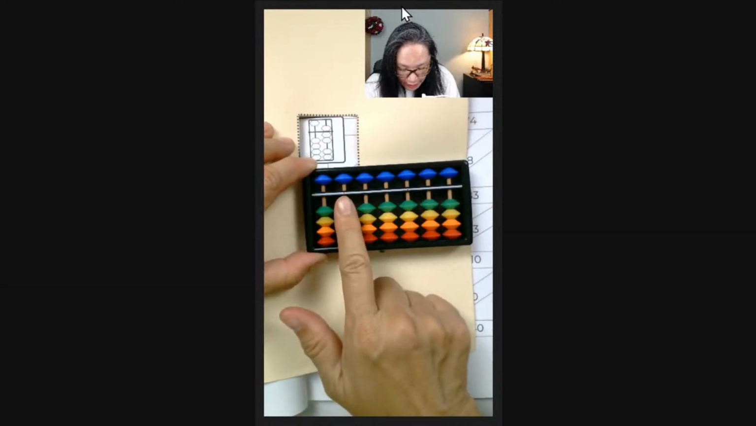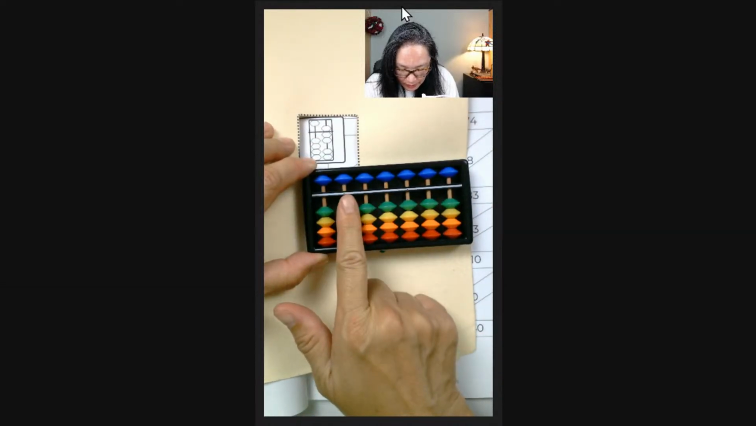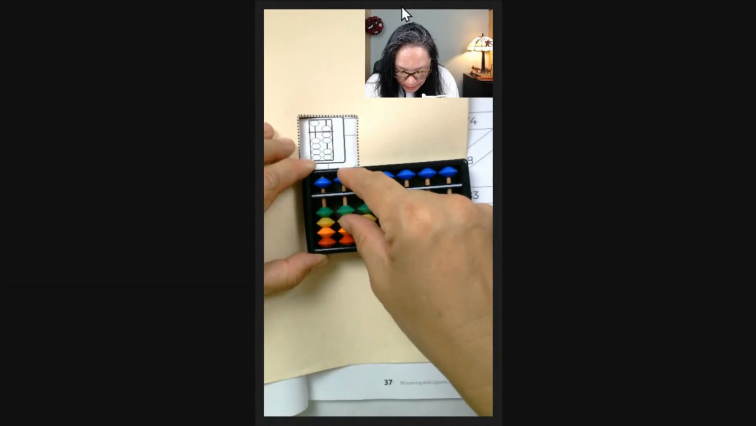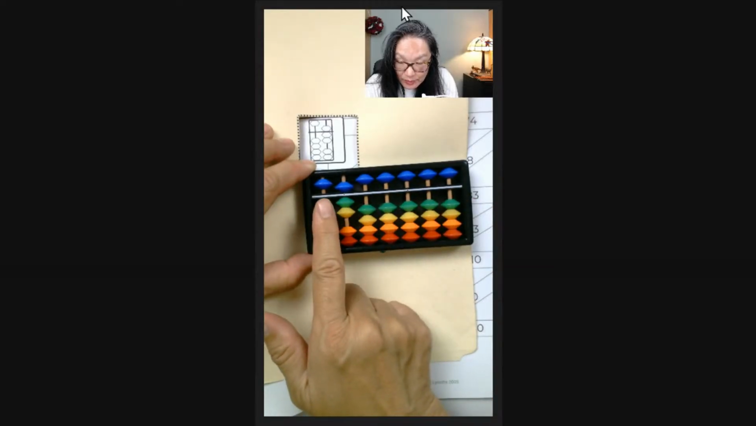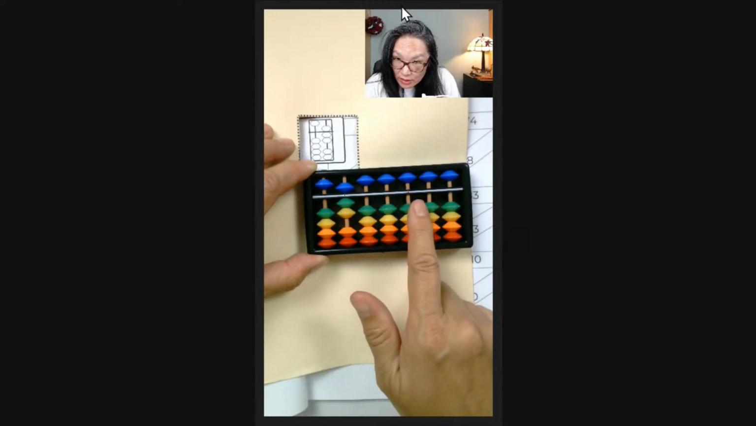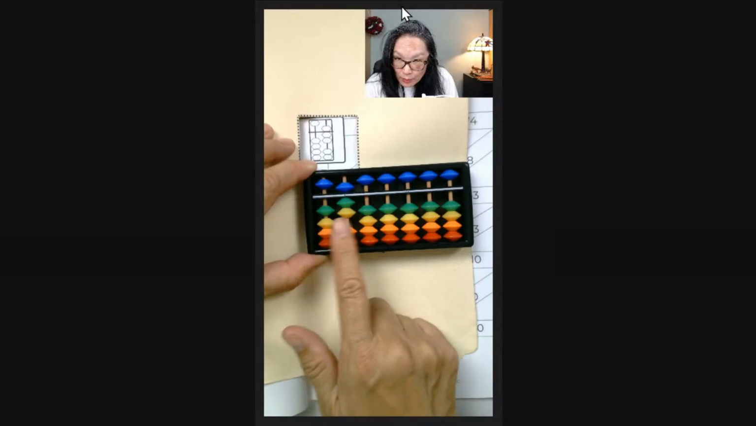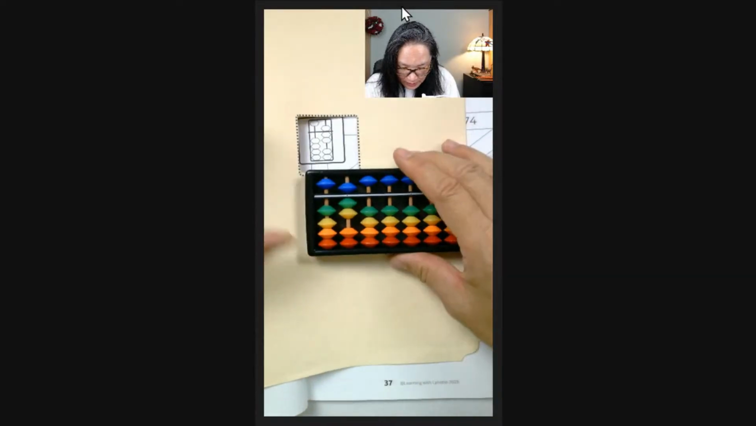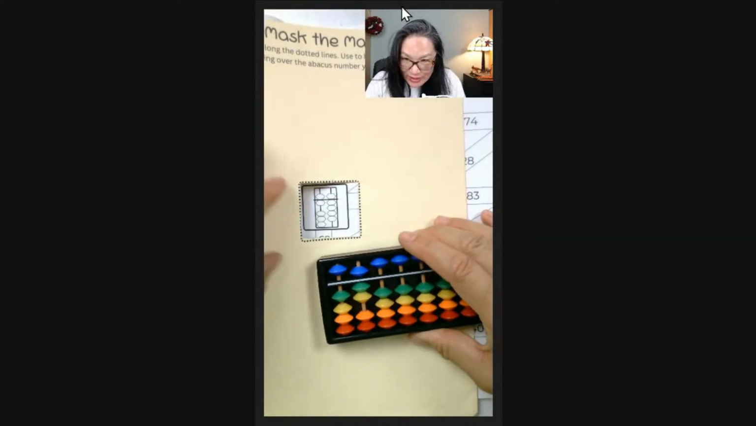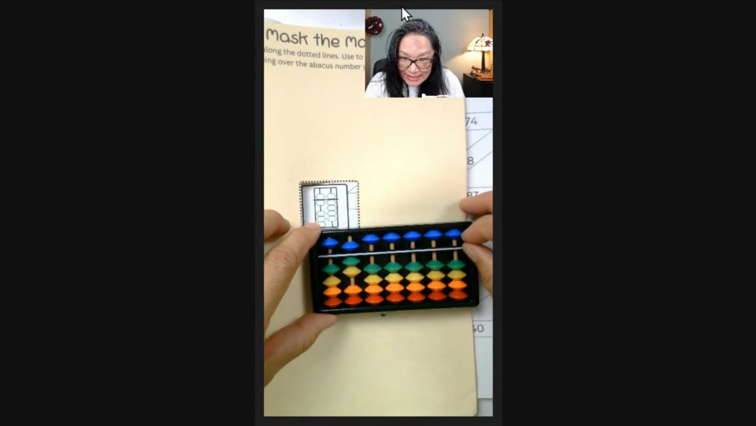I could choose this one to be my ones, but then it'd be my ones and my tens. So if I did it this way, that would be my ones and this would be my tens. You could choose here or you could choose here. It just depends on how big the number is. 7, right, Kimber? See, too easy. Thank you, Queen.